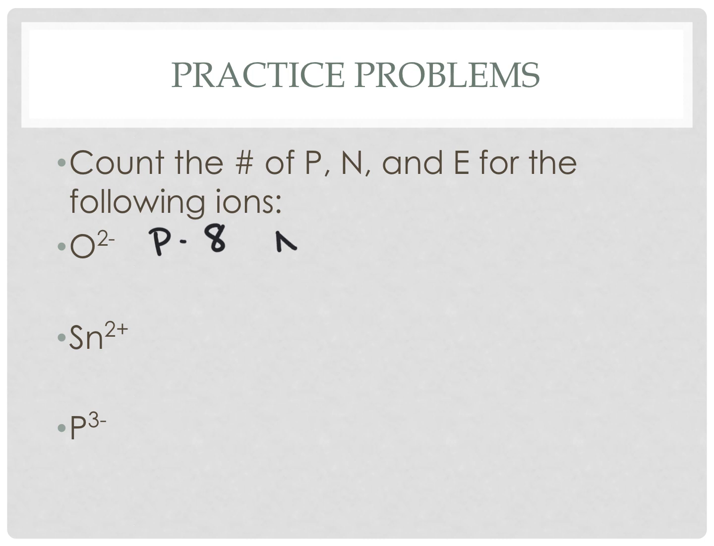8. Okay, neutrons. How many neutrons do you think oxygen has? 8. And this time for electrons, what are we thinking? 10. 10 electrons. The reason being, the neutral atom would have 8, but this one has to have 2 more negatives, right? You have 2 more negative charges, so you have to take 8 plus 2 and get 10.